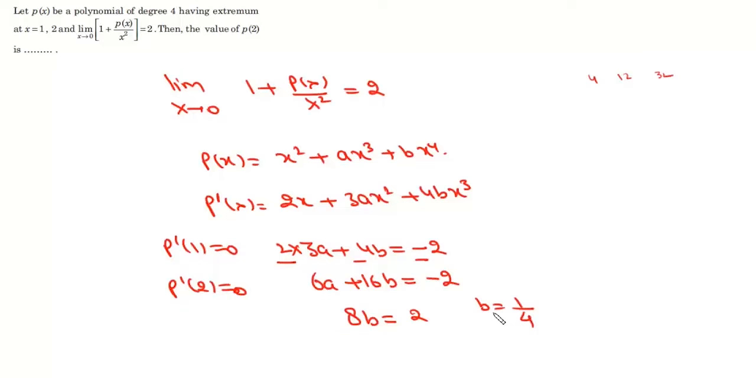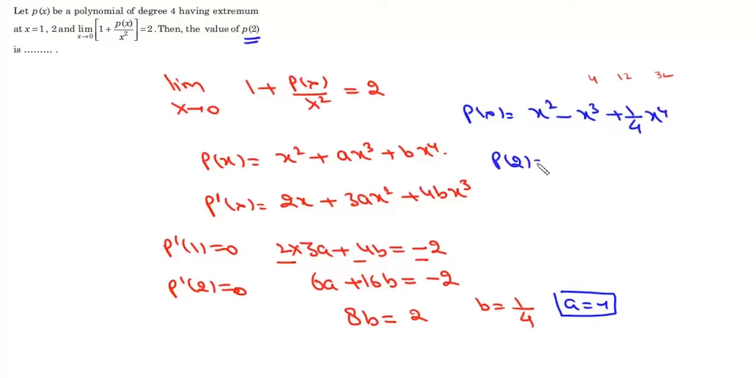And if we put b as 1 by 4, it will be this 4. Value of a is minus 1. So this function p(x) will be x square minus x cube plus 1 by 4 x to the power 4. Now we need to find the value of p(2). Now p(2) will be 4 minus 8 plus 4, which is 0. So answer to this question is simply 0.